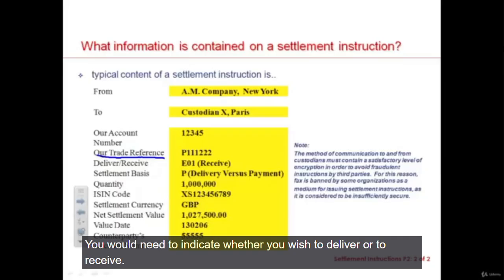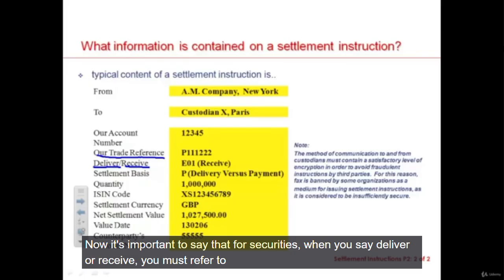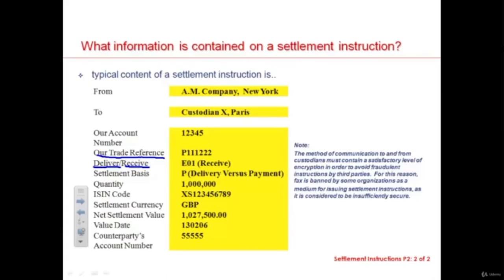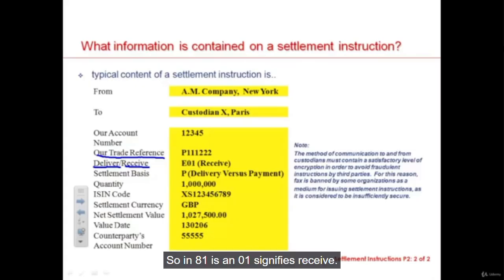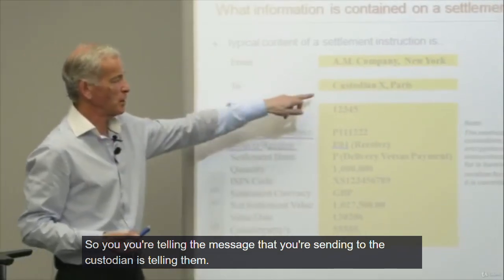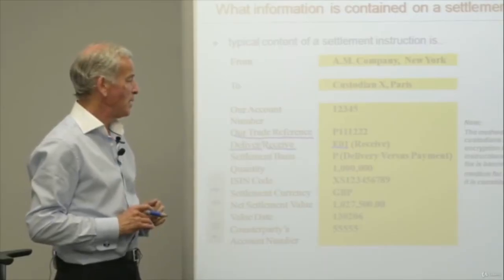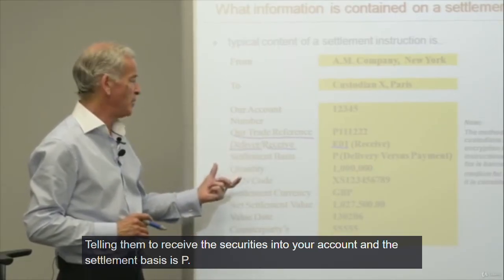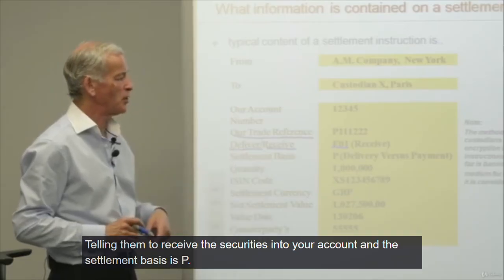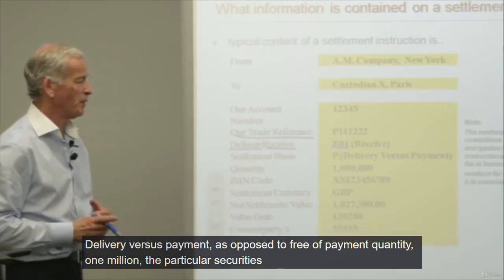You would need to indicate whether you wish to deliver or to receive. Now, it's important to say that for securities, when you say deliver or receive, you must refer to the securities and not to the cash. So an E01 signifies receive, right? So the message that you're sending to the custodian is telling them, and I'd say telling, not asking, telling them to receive the securities into your account. And the settlement basis is P, delivery versus payment, as opposed to F, free of payment.